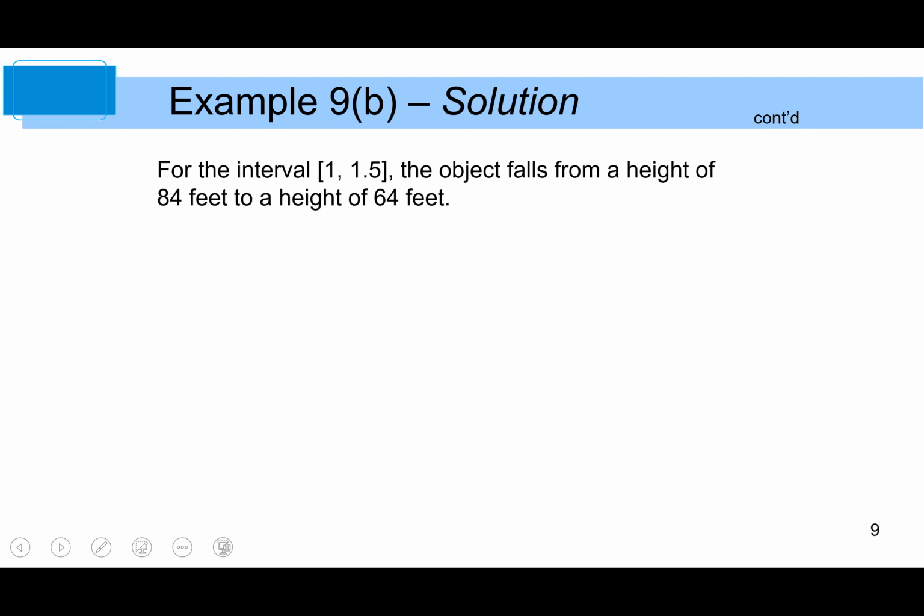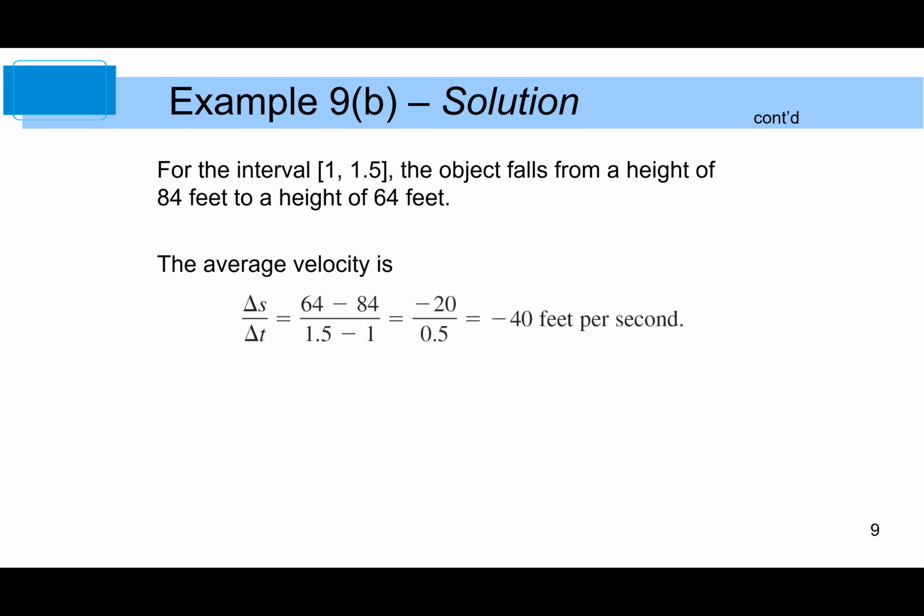For the interval between 1 and 1.5 seconds, the object falls from the height of 84 feet to a height of 64 feet. The detailed calculation looks like this. S of 1 is negative 16 times 1 squared plus 100, which equals 84 feet, right? The second one is s of 1.5, which is negative 16 times 1.5 squared plus 100. This is negative 36 plus 100, which gives us 64 feet.